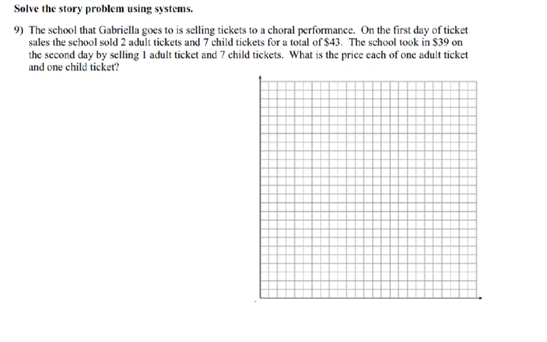So, the school that Gabriella goes to is selling tickets to a choral performance. On the first day of ticket sales, the school sold 2 adult tickets and 7 child tickets for a total of $43. The school took in $39 on the second day by selling 1 adult ticket and 7 child tickets. What is the price of 1 adult ticket and 1 child ticket?